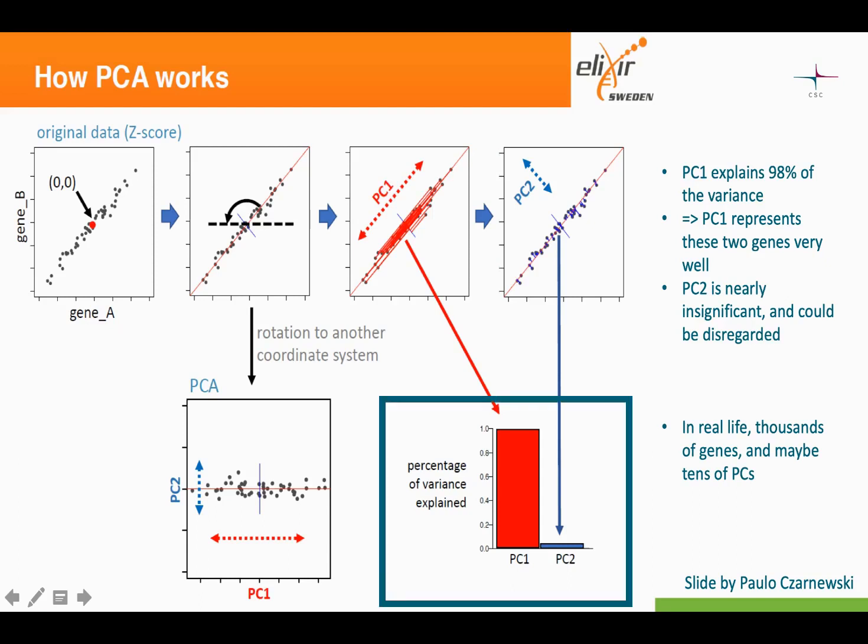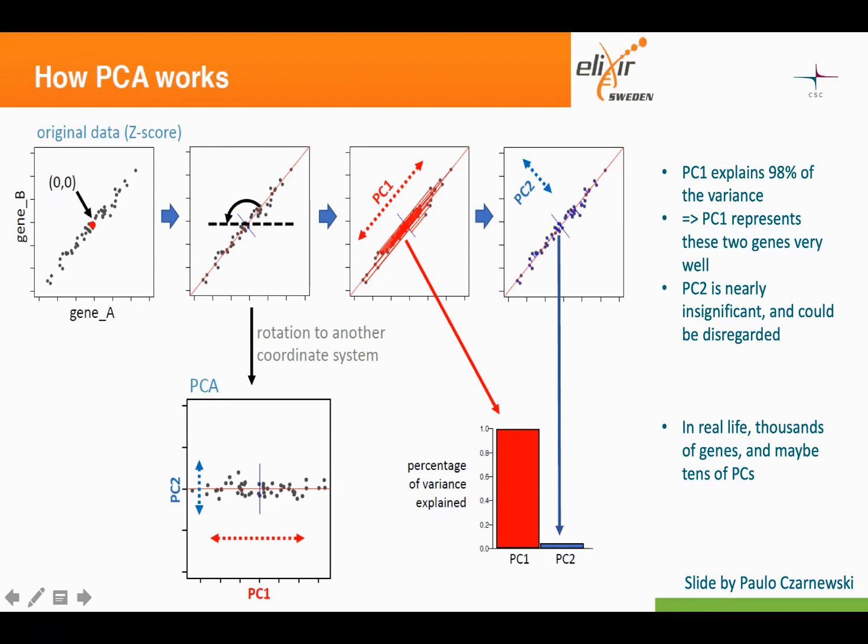You can also see that principal component 1 is explaining up to 98% of the variance, and principal component 2 is nearly insignificant, explaining only some percentage of the variance. So it can be said that principal component 1 represents these 2 genes very well, and PC2 can be disregarded. So in that sense, we go from 2 dimensions into 1 dimension. In real life, there are thousands of genes and maybe tens of principal components.